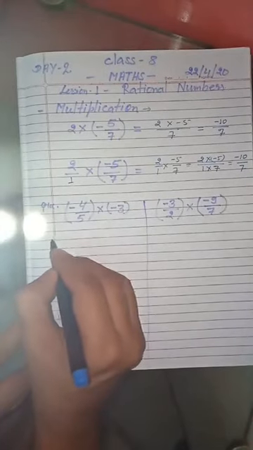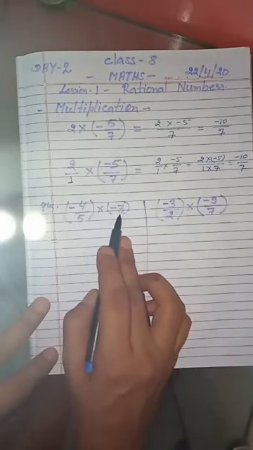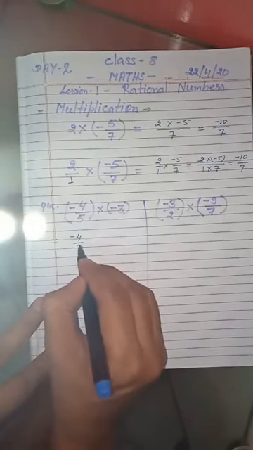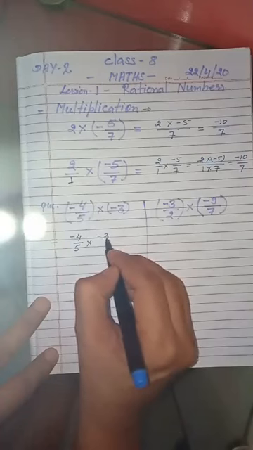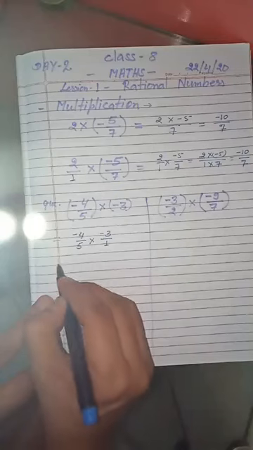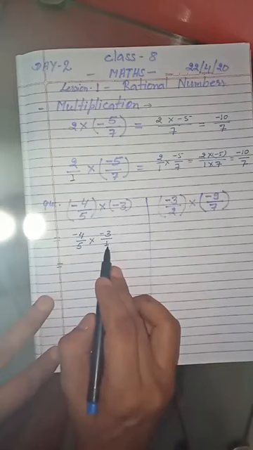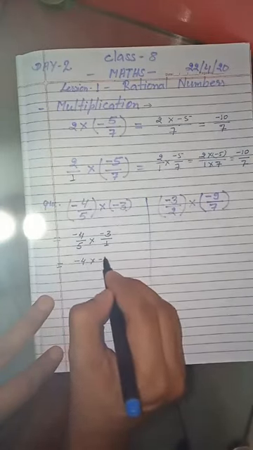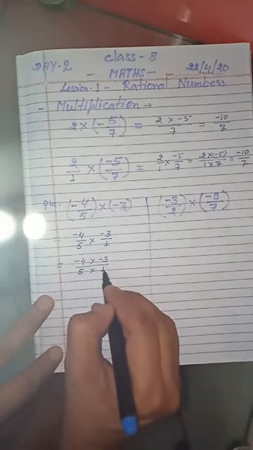The first question is minus 4 upon 5 multiplied with minus 3. First of all we write minus 4 upon 5 multiplied with minus 3, and in the denominator of minus 3 we will put a number, so minus 3 divided by 1. Is it clear? Now multiply both the numerators and both the denominators. So minus 4 multiplied with minus 3 divided by 5 multiplied by 1.